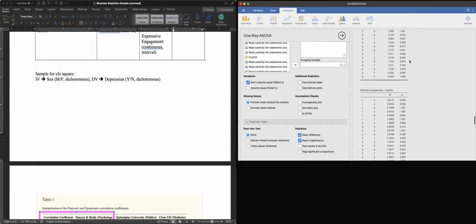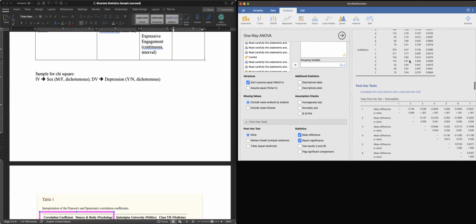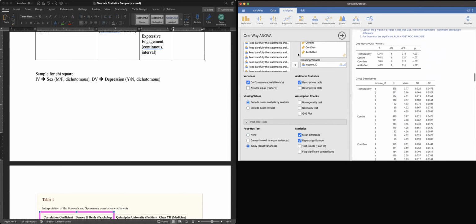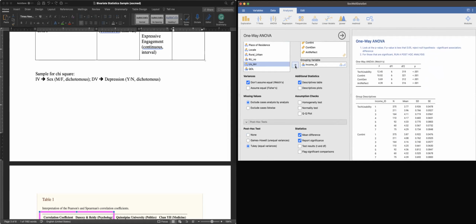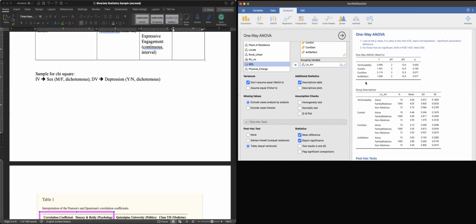for example, I'll just go here. Let's go back to the quantitative interpretation. So this is income ID. What if we change the grouping variable to, let's say, living arrangement. In this case, living arrangement has 3 groups. So let's see if it will change. As you can see, the p-values, when grouped according to living arrangement, whether they're living alone, living with family, or living with non-relatives, are greater than 0.05. So because of this, we don't have to do post hoc tests anymore.